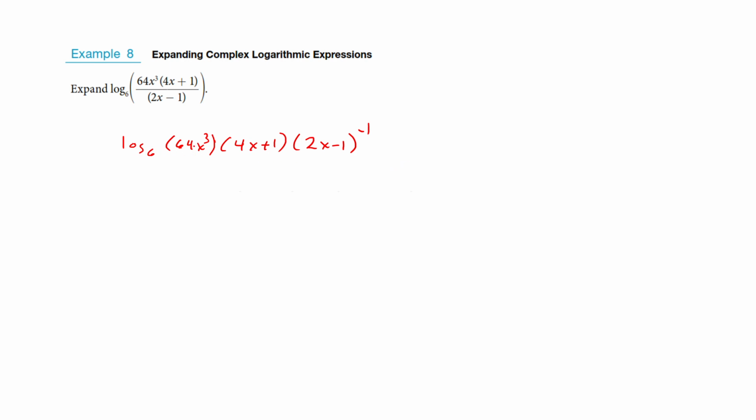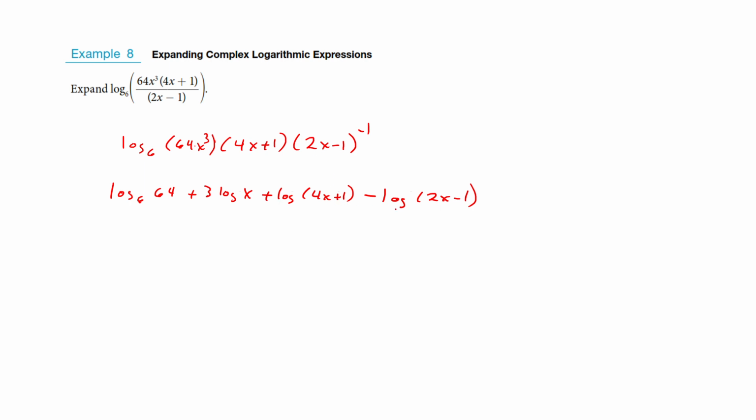Now this is really like 2 things being multiplied. So how about this? I'm just going to show you where it would go and see if you're following me. Okay, so I've done the product rule and exponent at the same time. So 64 and x to the 3rd are being multiplied, so I can split them up. And then the exponent on the x came in front. That was the exponent rule.